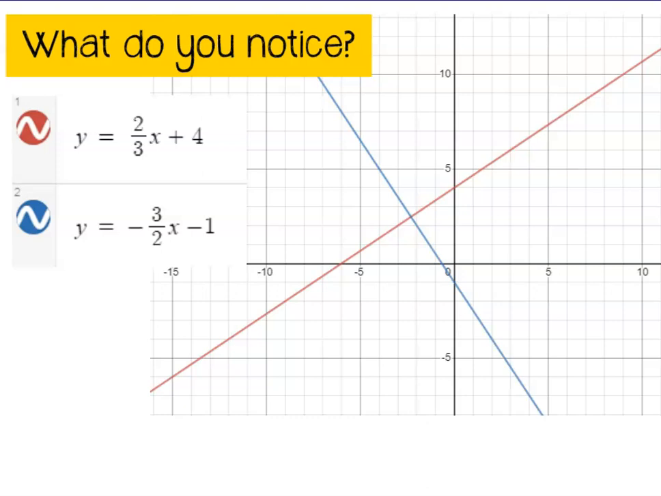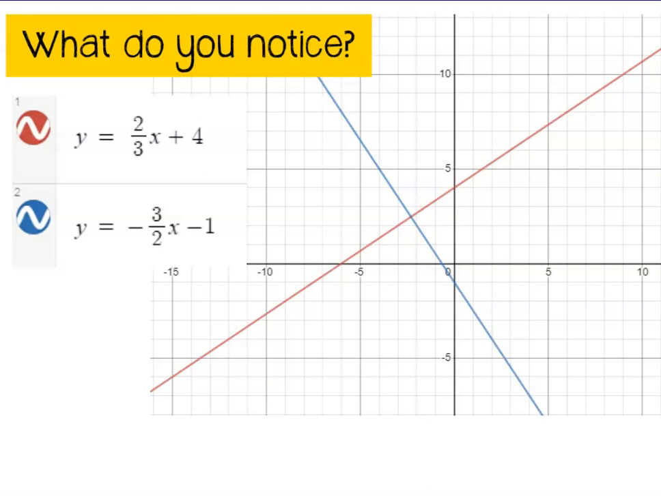Pause the video now. All right, what were some of your observations? I know sometimes students say, oh, I observe that the red line has a positive slope and the blue line has a negative slope. And sometimes I see students say that the red equation has a positive y-intercept and the blue equation has a negative y-intercept. And all of these are really great observations.